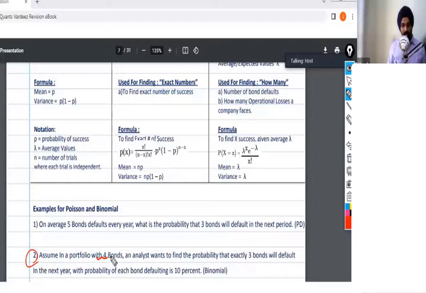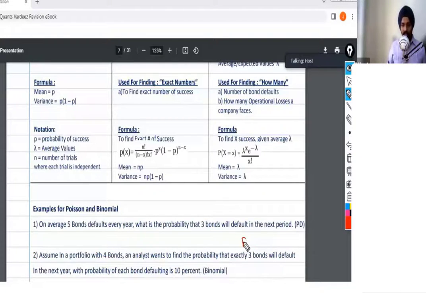Assume we have 4 bonds now, or maybe 4 customers, 4 loans, whatever you want to say. And an analyst wants to find the probability that exactly 3 bonds will default. What exactly do you want? 3. So put it out here: probability that X is equal to 3, with probability of each bond defaulting being 10%. Now there is no average here. So now you know that it's a discrete number because we want to find the probability of exactly 3. So we need to use the binomial distribution.